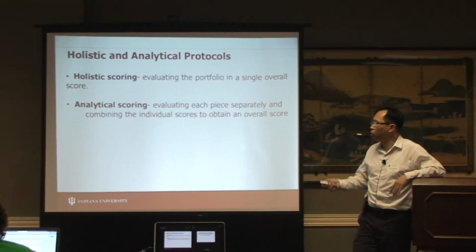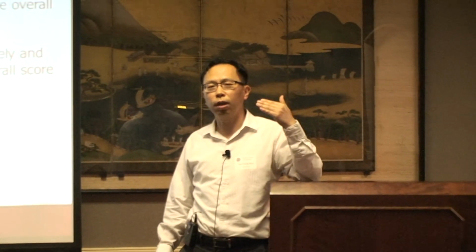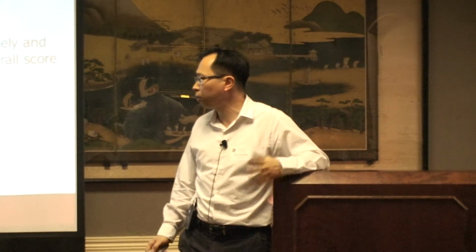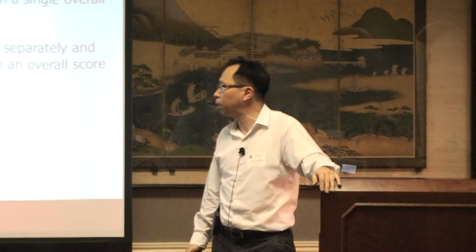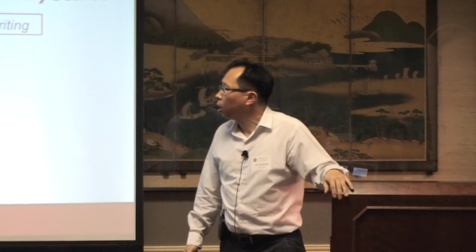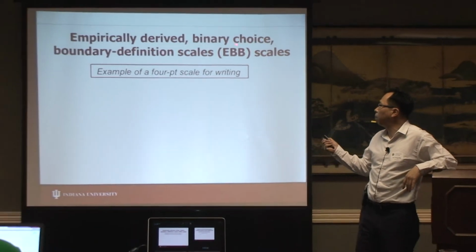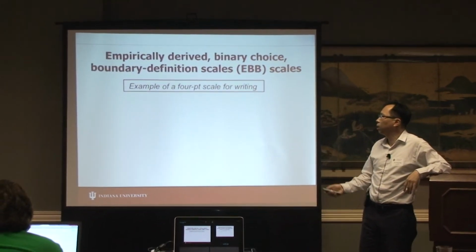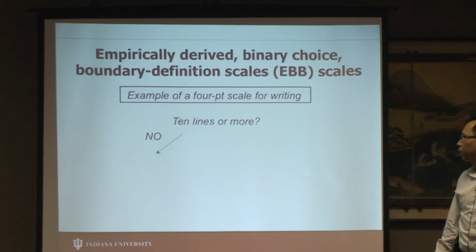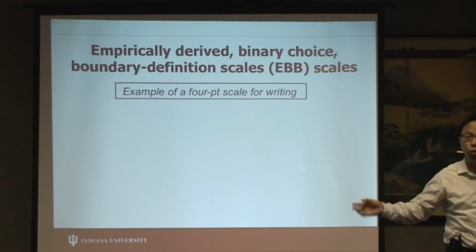But with analytic scoring, you give scores for each aspect of language. So you give a separate score for grammar, vocabulary, fluency, or pronunciation if you have a speech sample. Or you could try empirically derived, binary choice, boundary definition scales, what you call the EBD scales. This is a very task-based rubric.